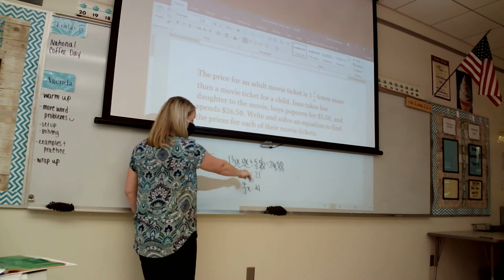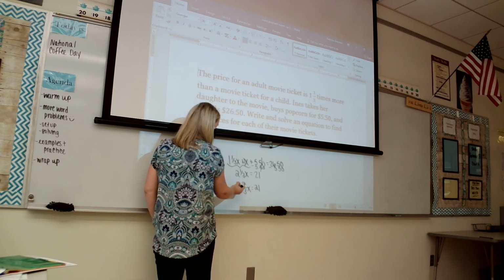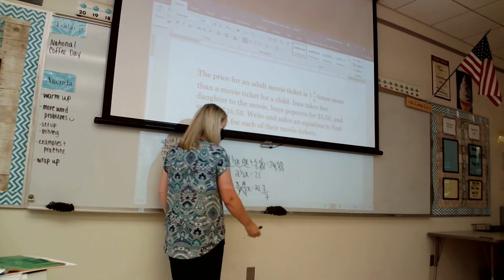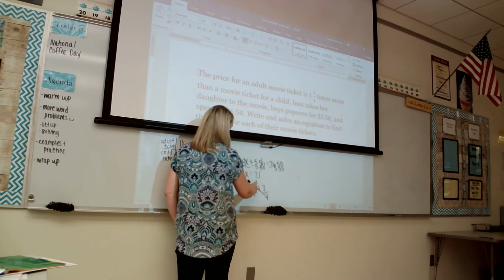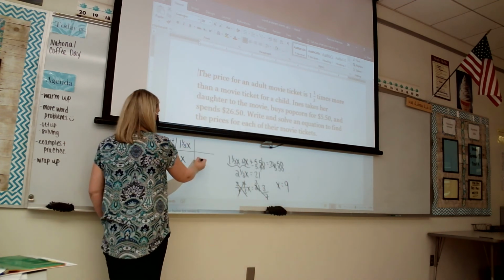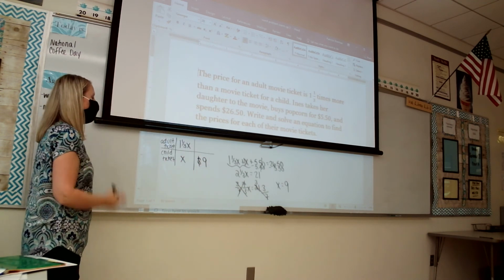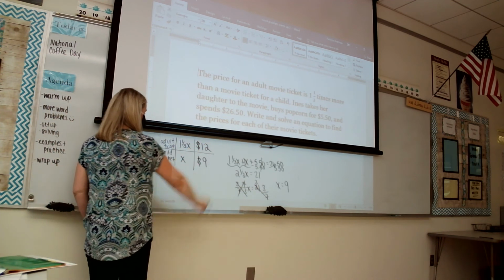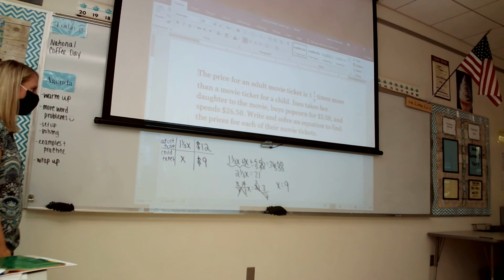And then to get rid of this, you can either multiply by the common denominator like we've been doing, or if you just have that one fraction, you can multiply by the reciprocal. I'm a reducer, because I don't want to do 21 times 3. 21 over 7 is 3, and then 3 times 3 would give me 9. So a child ticket is $9. So that would be 12, because 1/3 of 9 is 3, plus 9.